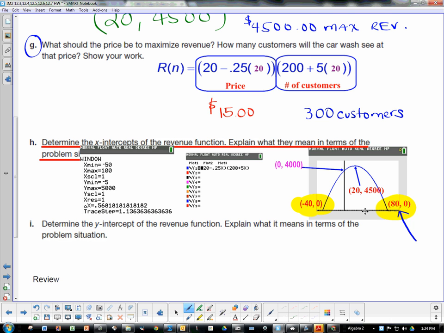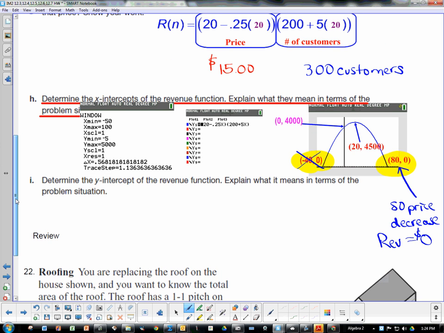Now, when we come over here, this negative 40, 0, this negative 40 would mean that you're going to reduce the price negative 40 times, and that really doesn't make any sense with this problem. It's still an x-intercept, a mathematical x-intercept, but this is the one that really means something in the context of the problem. So once again, 80 price decreases, and the revenue would equal $0.